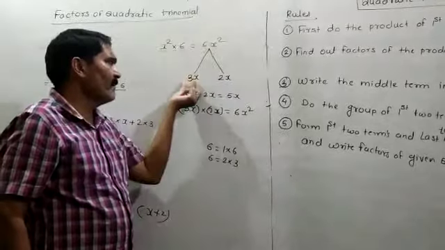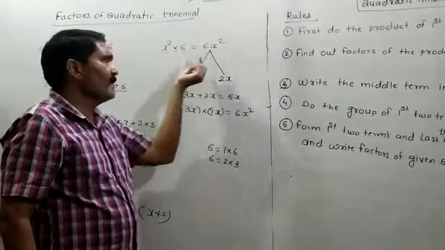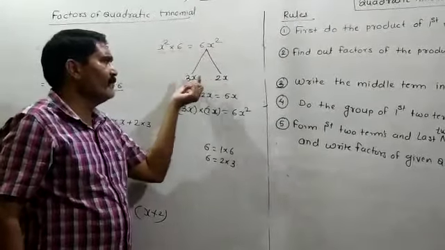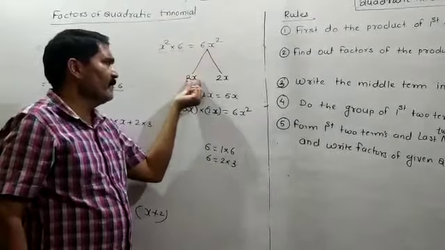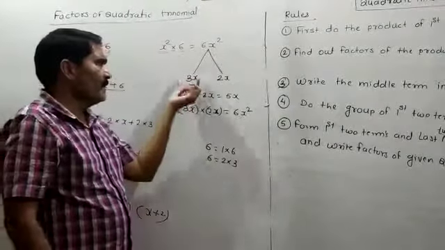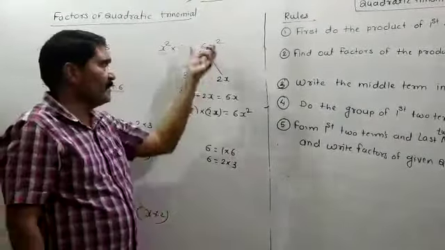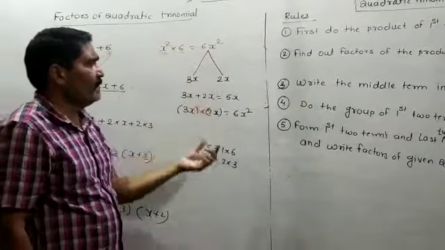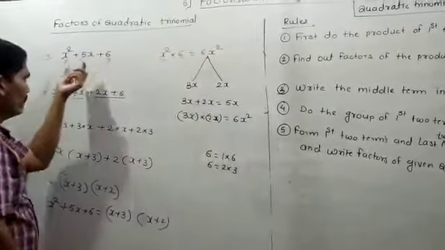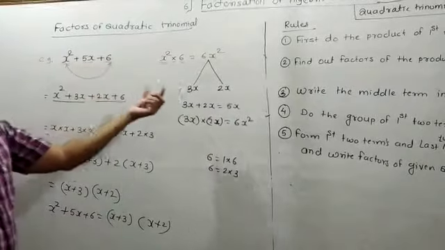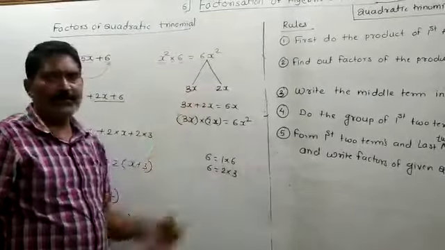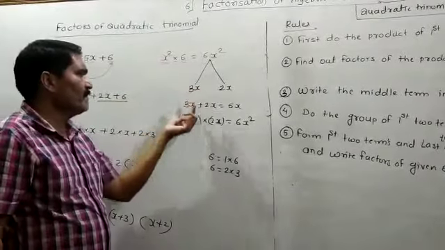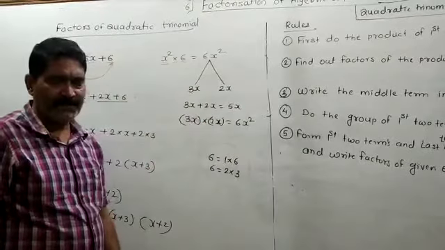This 6 you will factorize like this, 3 multiplied by 2, and this x square you will write x into x. So 3x and 2x are the factors of this 6x square. So the sum has to come the middle term. The middle term is 5x. If you do the sum of this, you have to give the proper signs, and 3x plus 2x is equal to what? You have to say, 5x.